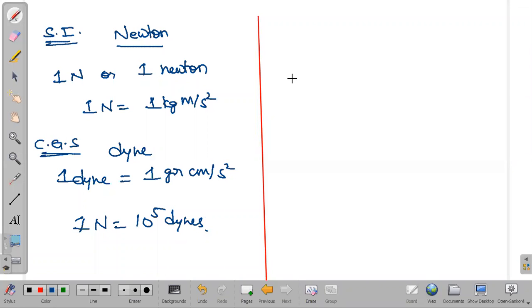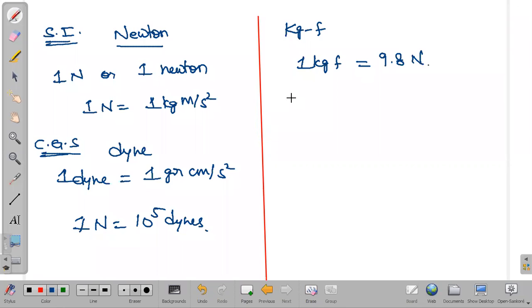And what else we can mention here is this force can be represented in terms of newtons, or in terms of dynes, or in terms of kg force. Okay, so kg force also we will represent; whatever weight we measure, we will be measuring in kg force only. So 1 kg force means how much? 1 kg force means 9.8 newtons.